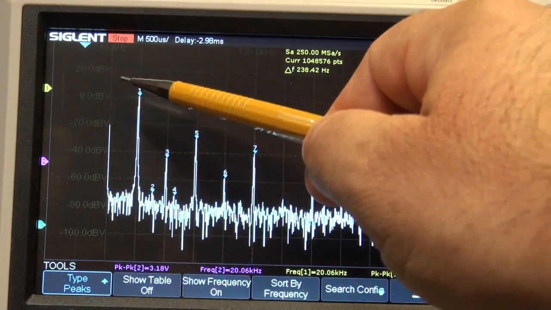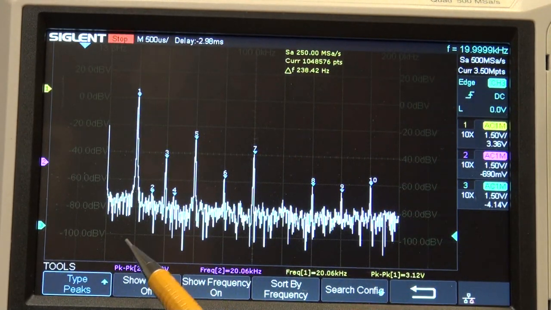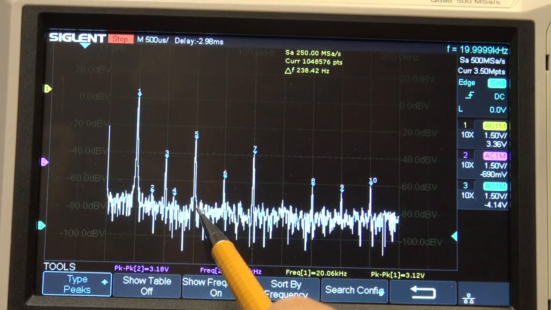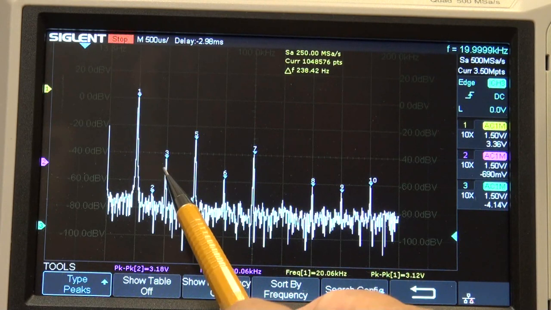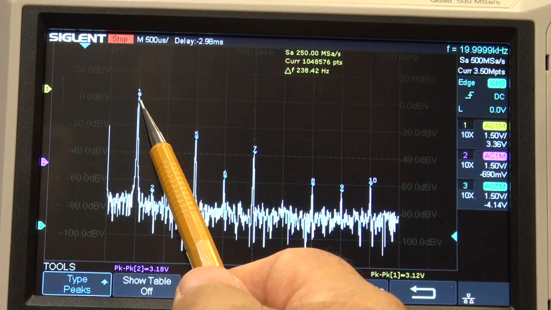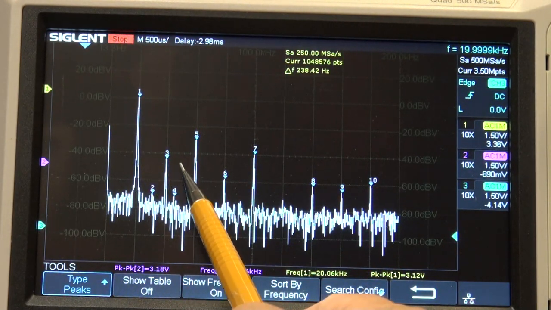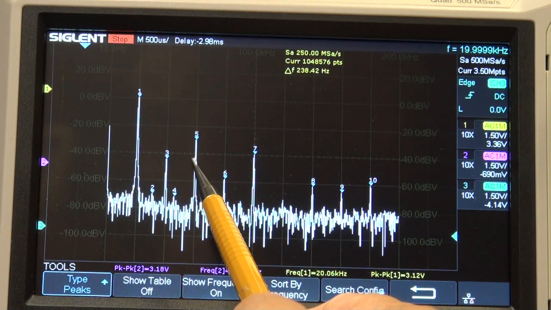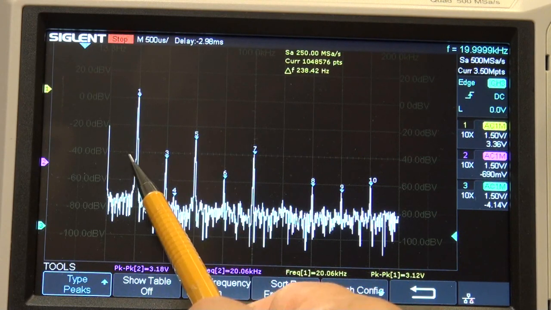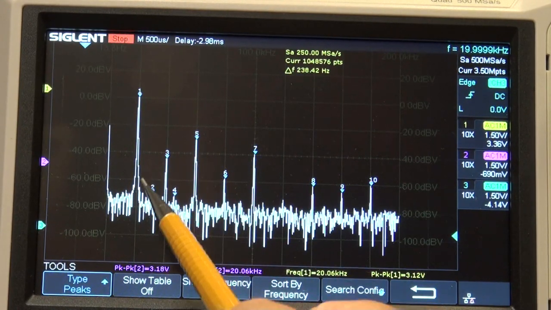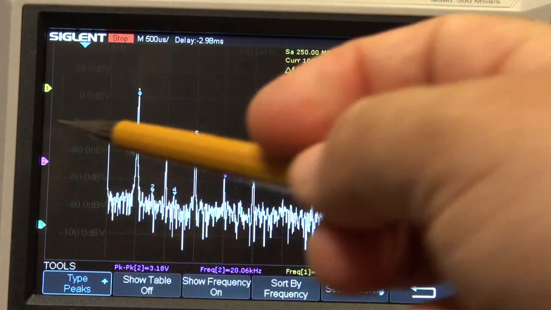The vertical scale is in decibel volts, dBV, so each 20 dB difference is a tenfold change in amplitude, actually. So we'll see that the first harmonic, 40 kilohertz, is more than 40 dB below the fundamental frequency. The second harmonic, 60 kilohertz, is maybe around 30 dB below the amplitude of the fundamental.